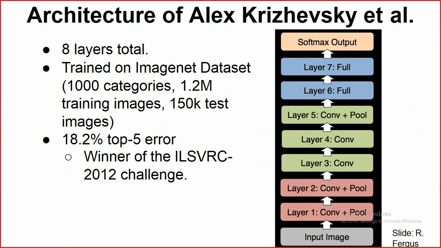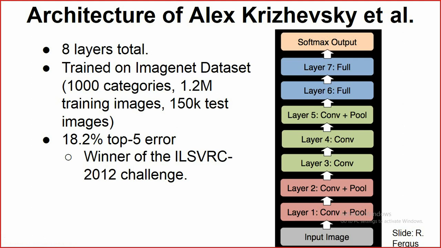So this is the first year that the competition was held, and the AlexNet, which was provided by this guy, Alex Krizhevsky et al., is the winner. This is the error of this network, 80.2% in top 5. Again, what is the meaning of top 5 error?